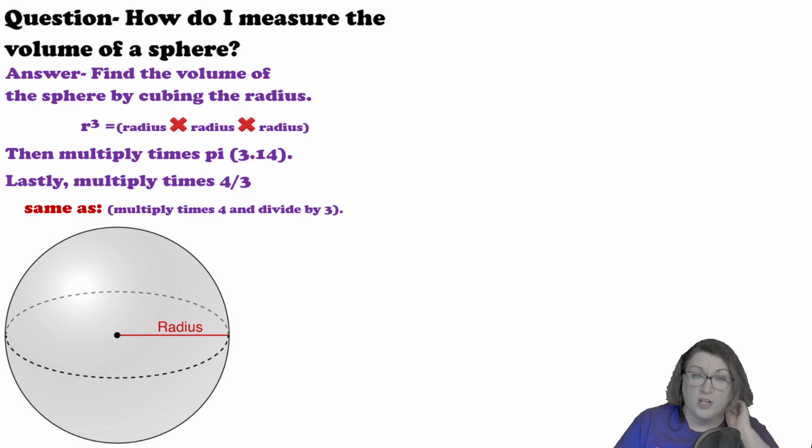If you are not using Desmos and are using some handheld calculator that does not have the fraction button, just know that when you multiply times a fraction, it's the same as multiplying times the top number, or the numerator, and then dividing by the bottom number of that fraction, also called the denominator. So for 4/3, it would be multiplying times 4 and dividing by 3.